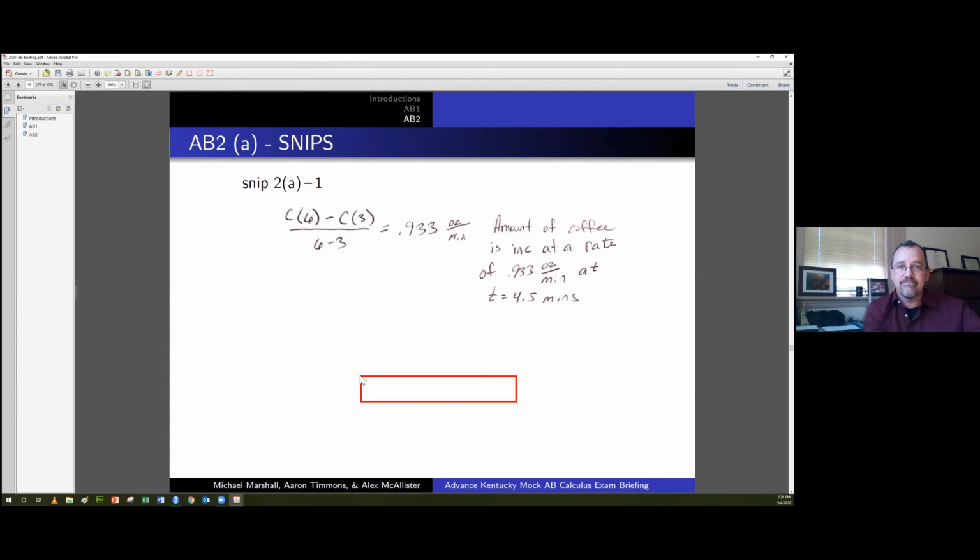All right, so this one, they have that C of 6 minus C of 3 over 6 minus 3. That's the maybe. And then we see that they do say it's equal to 0.933 ounces per minute. They have amount of coffee is increasing at a rate of 9.33 ounces per minute and the time. So this is a 1-1.